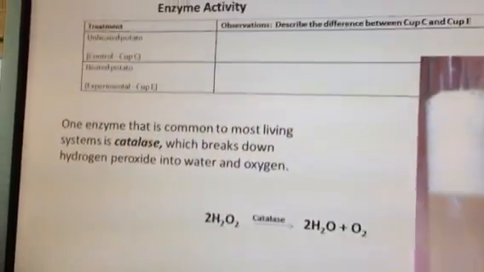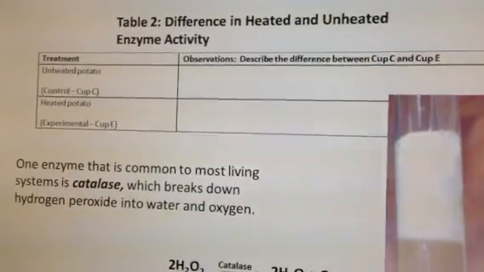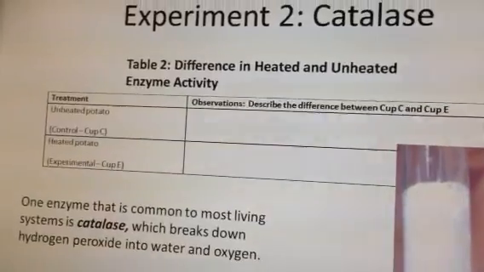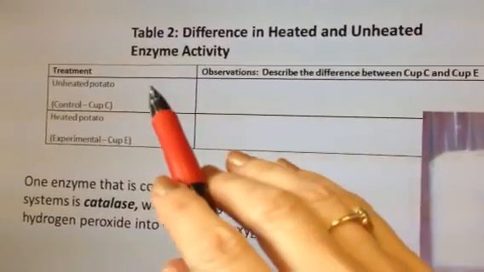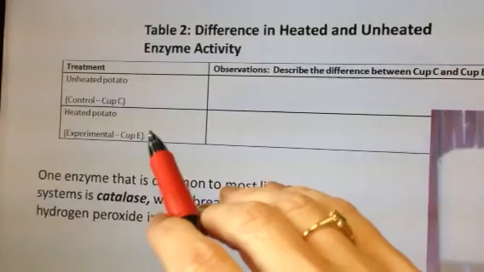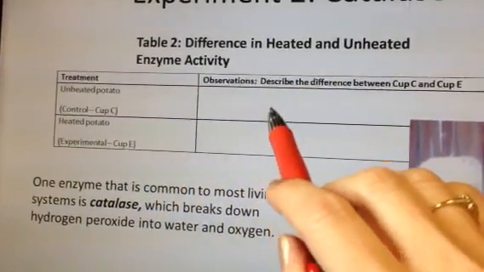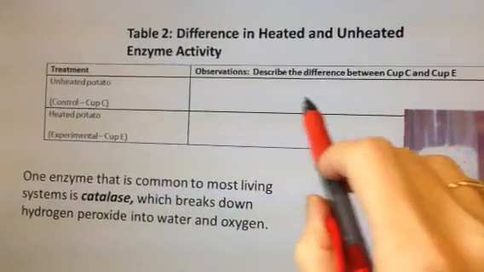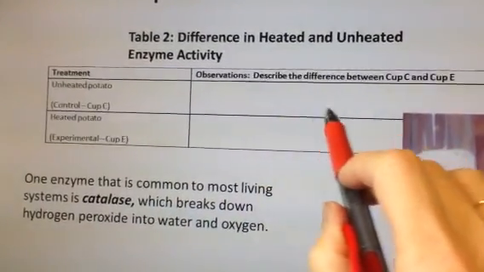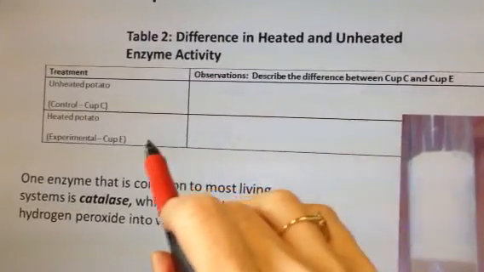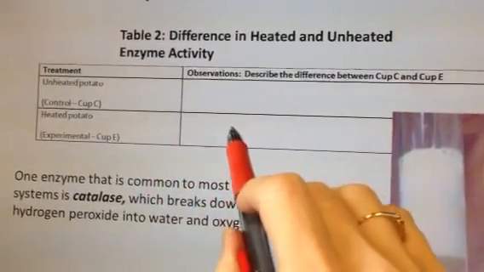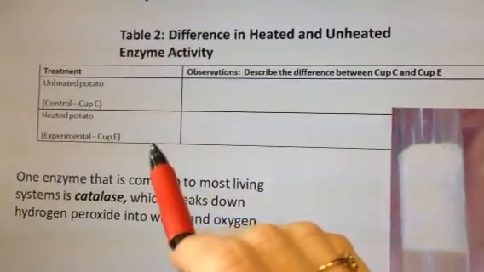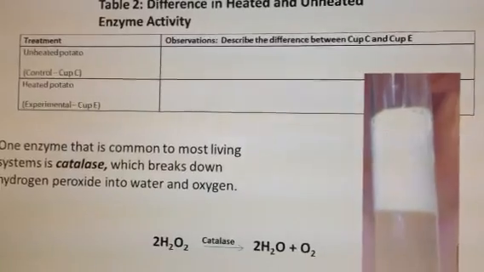So what we did, again, was you looked at a couple different things. You looked at heating the potato, and then you looked at adding more concentration. So the first thing we did was we used an unheated potato versus a heated potato. And we saw what kind of observations we got. With the unheated potato, you should have gotten nice effervescence or bubbling, meaning that the reaction did take place. With the heated potato, you should not have gotten much at all, if any. And that's because when you heat an enzyme, you are denaturing that enzyme.